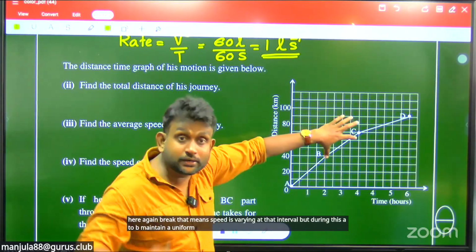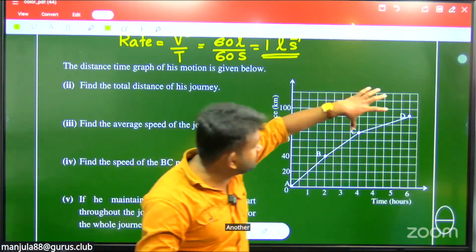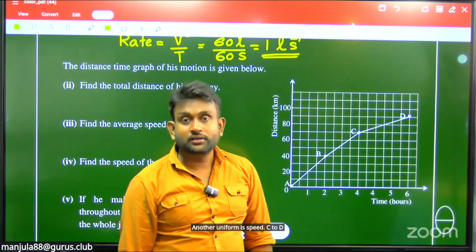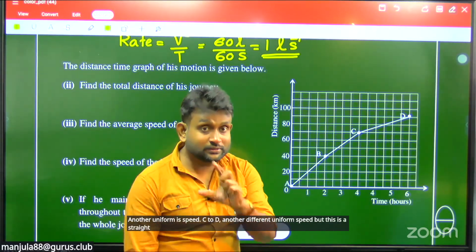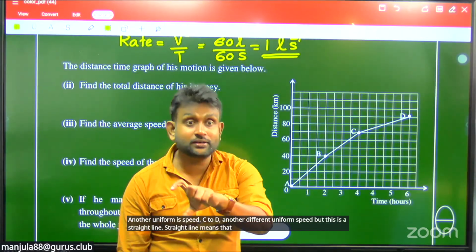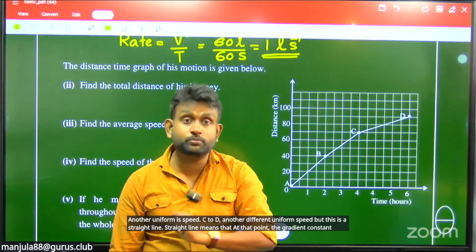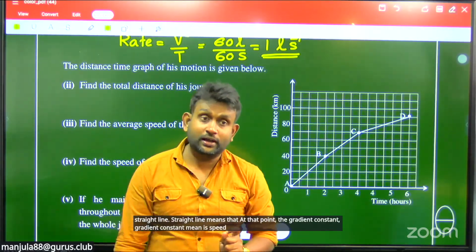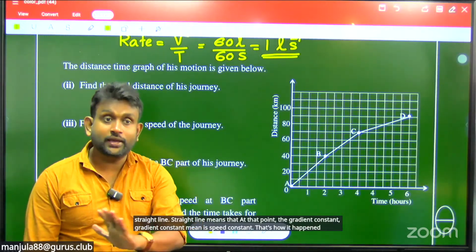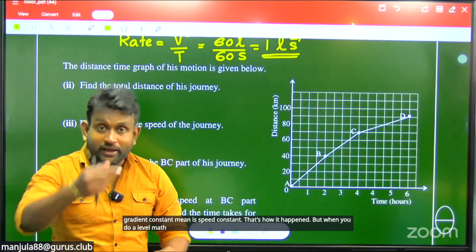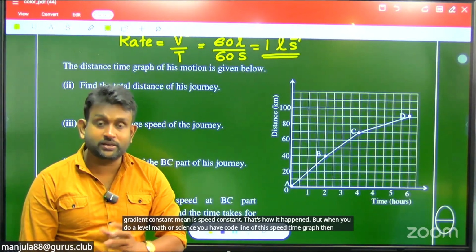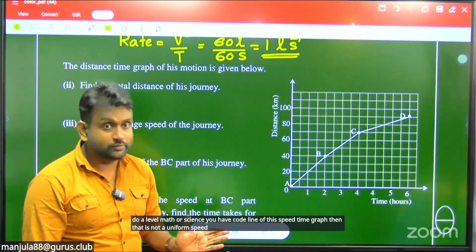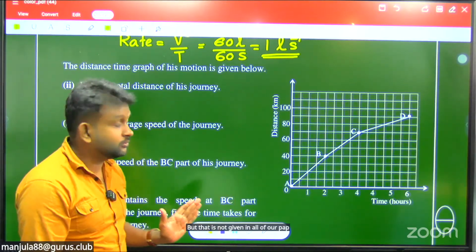B to C another uniform speed. C to D another different uniform speed. But this is a straight line. Straight line means that at that point the gradient is constant. Gradient constant means speed constant. That's how it happened. But when you do A-level maths or science, you have a curved line on this speed time graph. Then that is not a uniform speed. But that is not given in O-level papers. Just straight lines only. Okay.